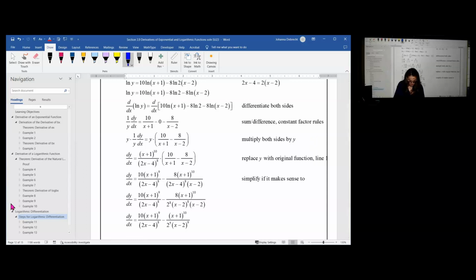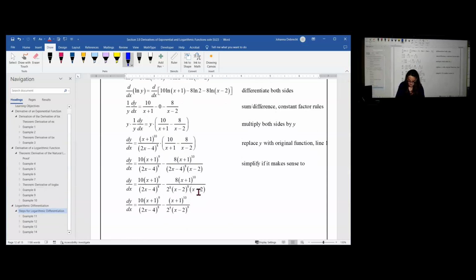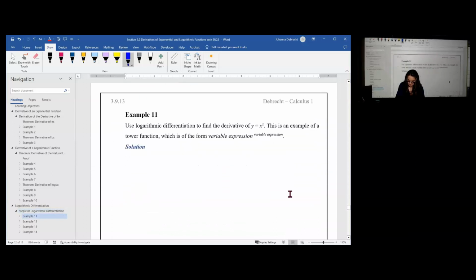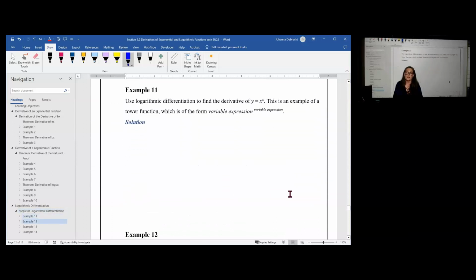Let's now take a look at our last 4 examples. We want to use logarithmic differentiation to find the derivative of the basic tower function x to the x. Let's go ahead and do that now. In order to find the derivative of x to the x, we first take the natural log of both sides to get natural log of y equals natural log of x to the x power.